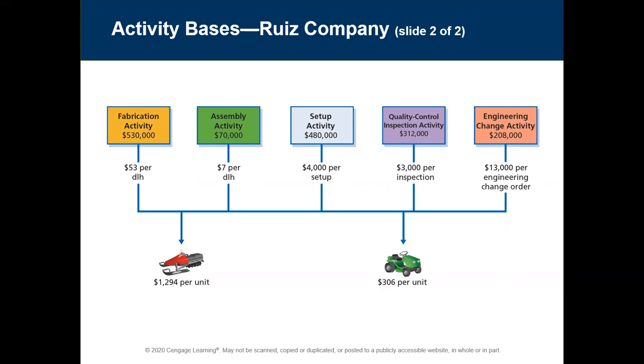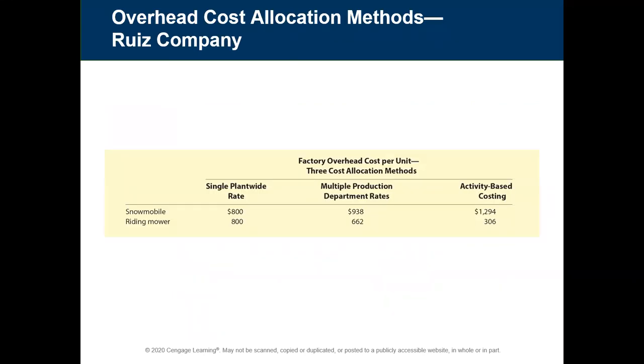All right. So you can see with a single plant rate, factory overhead allocated to a snowmobile, 800, riding mower 800. By using multiple production department rates, the snowmobile was 938 versus 662 for the riding mower, and under activity-based costing, 1294 to 306. And so this leads me to wonder if they went to some system that was even more granular, broke it down into more parts, if more of that cost would shift towards snowmobiles.